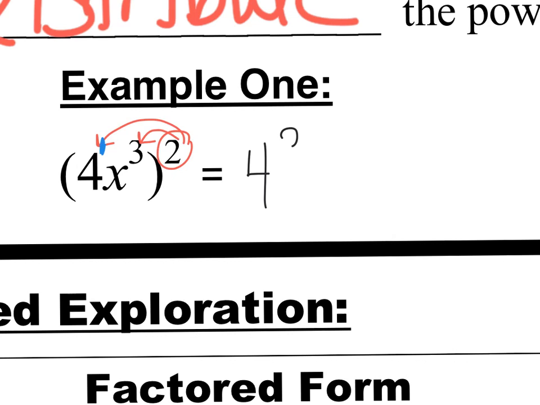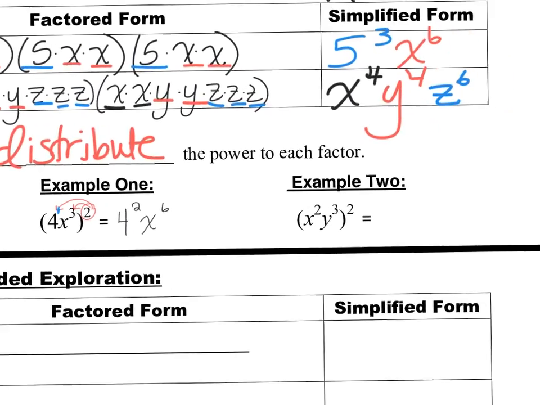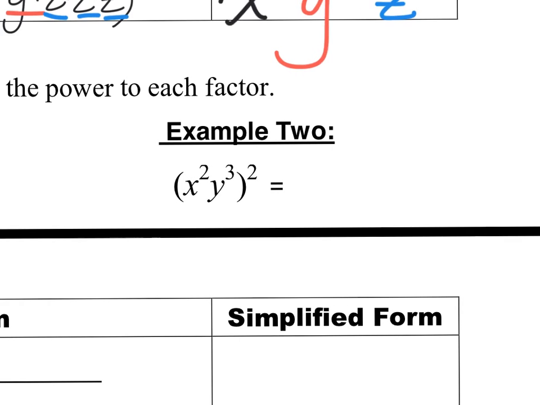would be 4 squared, and the 2 comes from multiplying the 1 and the 2. And next I would have x to the 6th power, and the 6 comes from multiplying 2 and 3. So my answer for example 1 is 4 squared times x to the 6th. See if you can solve example 2, and we'll check your answer tomorrow in class.